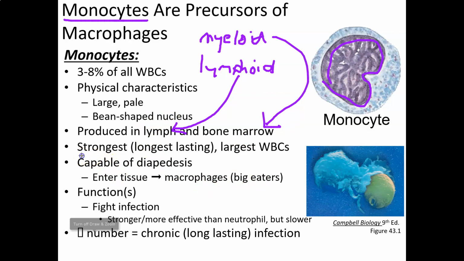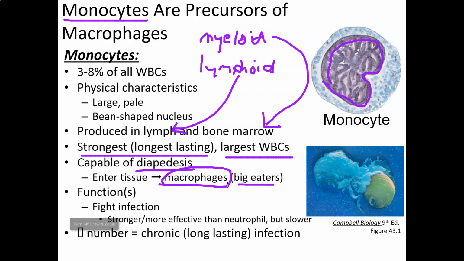They are by far the strongest of the white blood cells. They're the largest of the white blood cells. They last much longer than them. They are capable of diapedesis, so they can leave the bloodstream into the tissue. And in fact, even though you may not know you know them, you probably know ones that are there. So as an example, normally, if we have a monocyte that leaves the bloodstream through diapedesis, we actually change its name when it's in the tissue to macrophages. Macrophages literally means big eater. So these are capable of phagocytosis.